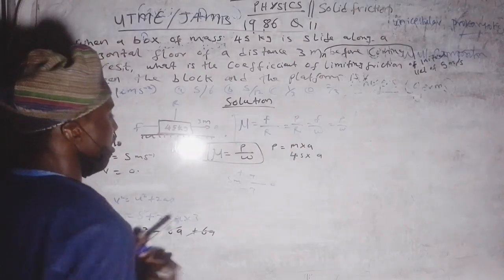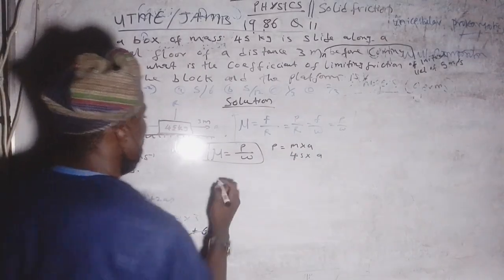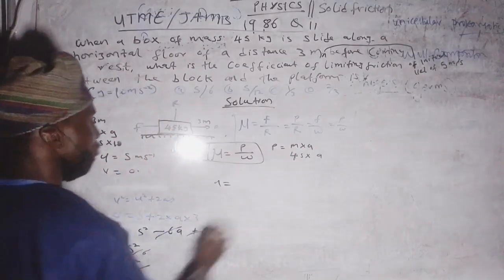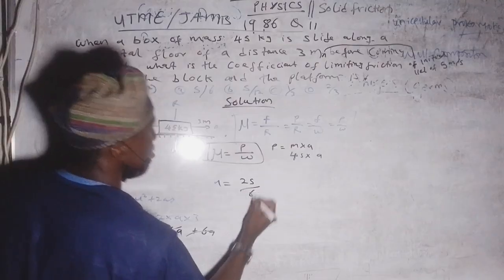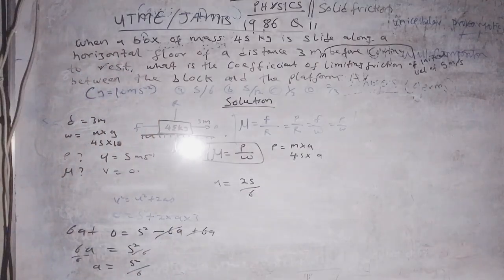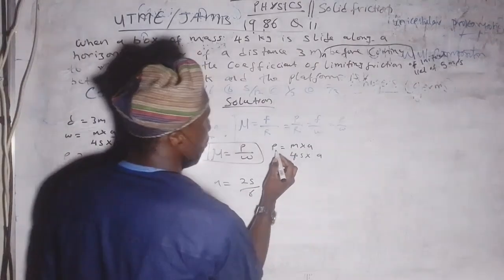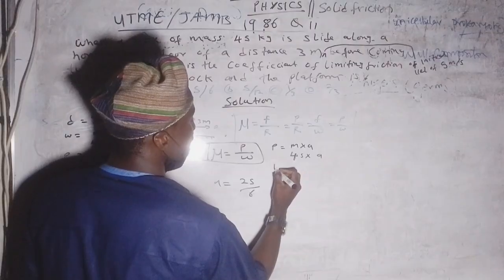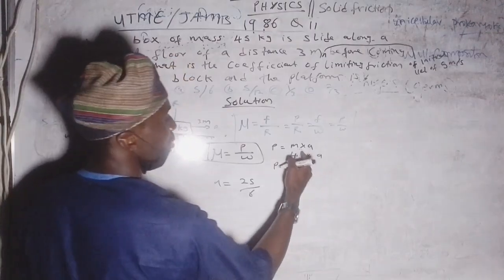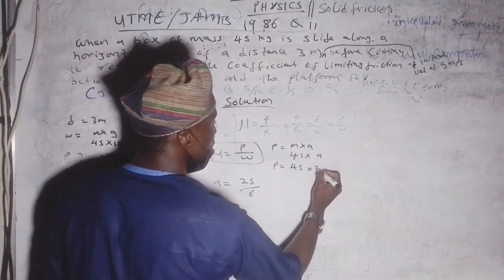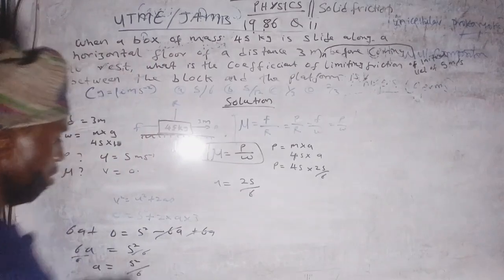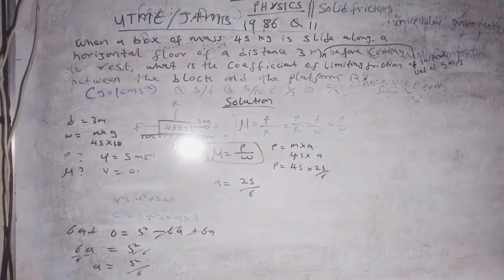So our acceleration is equal to 5 squared over 6, which is 25 over 6. Do you understand? So what will be our force? We say applied force is mass times acceleration. So applied force will now be equal to 45, which is our mass, times our acceleration, 25 over 6. So now we've gotten our applied force.